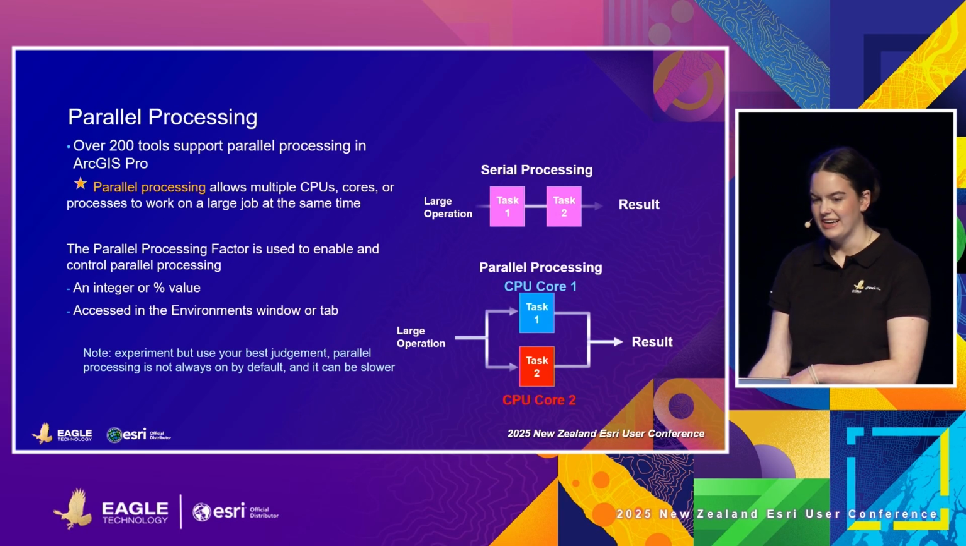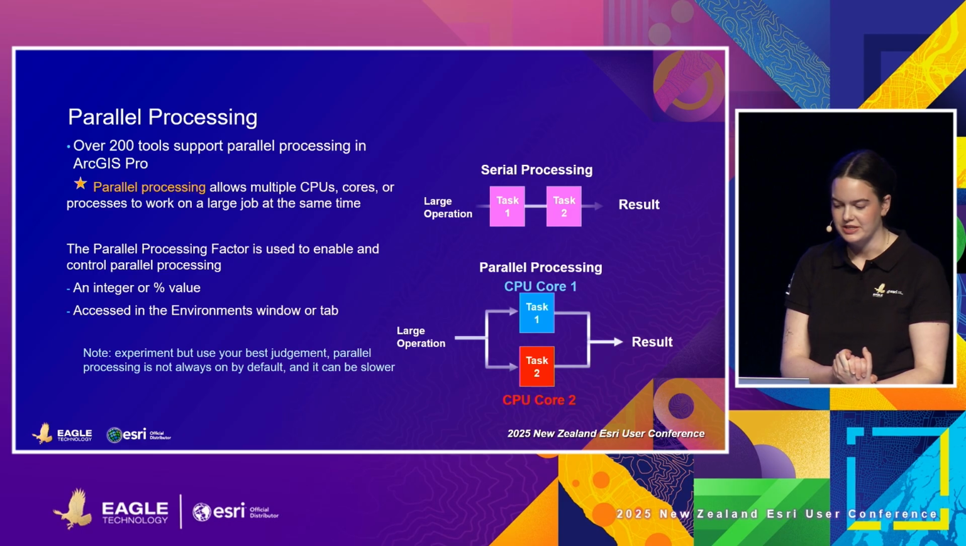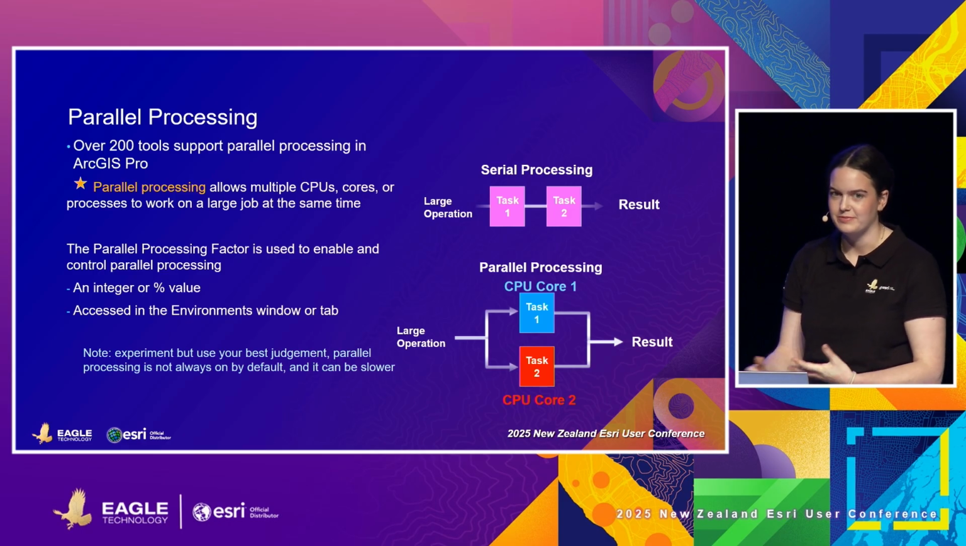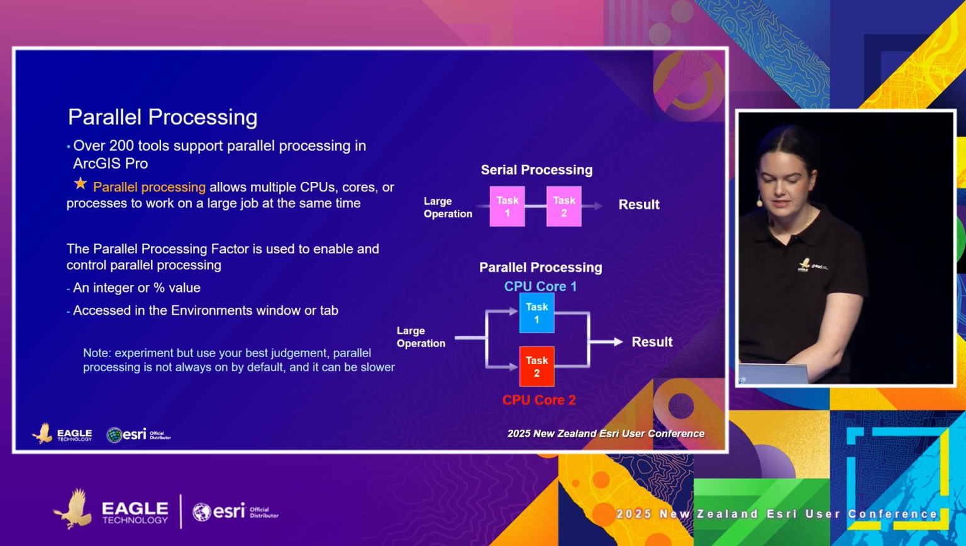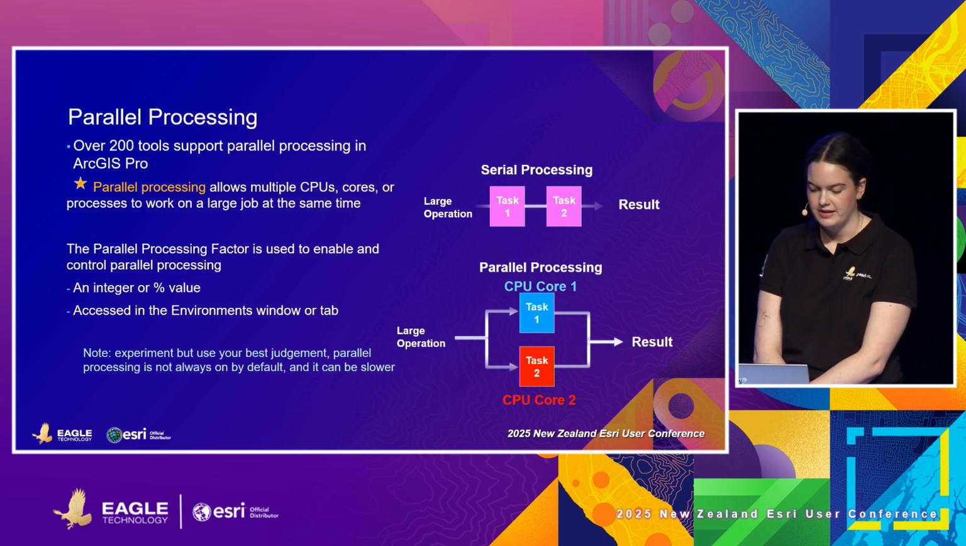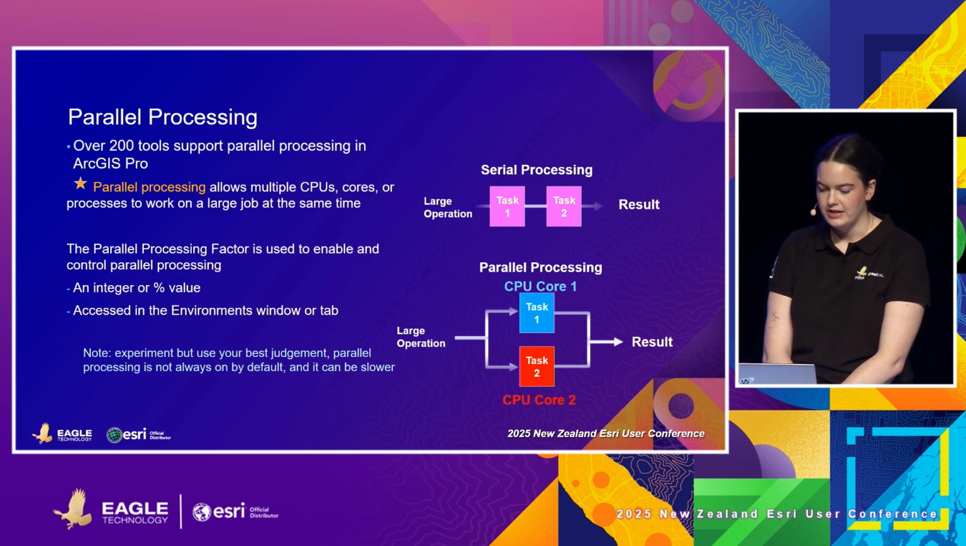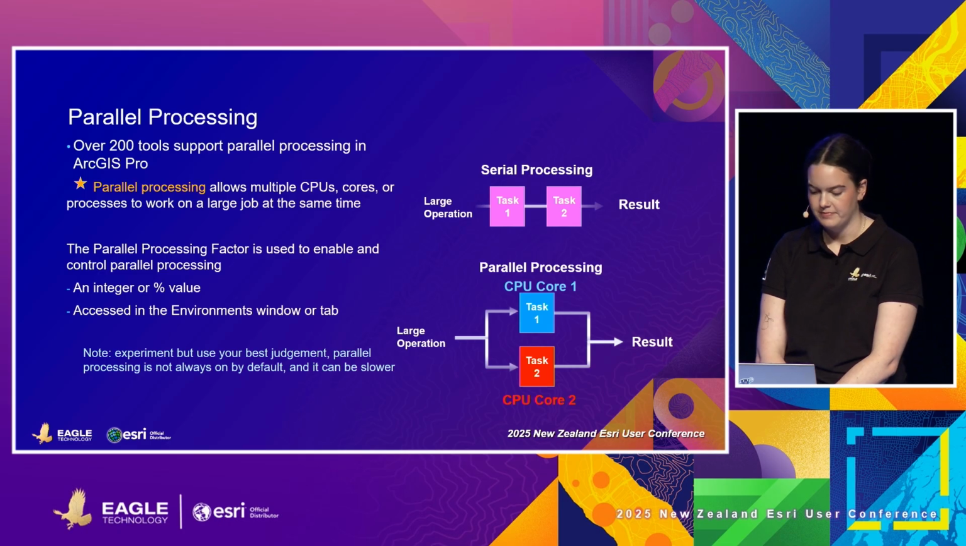Just to start, like I said, this isn't necessarily automation, but just a way that we think it'd be good for everyone to know about how to speed up your geoprocessing. And this is to use parallel processing. If you haven't heard of this before, it's the ability to split up large jobs to allow for multiple CPU cores or processors to work on one job at the same time. It is one of the easiest ways to improve performance of your tools.